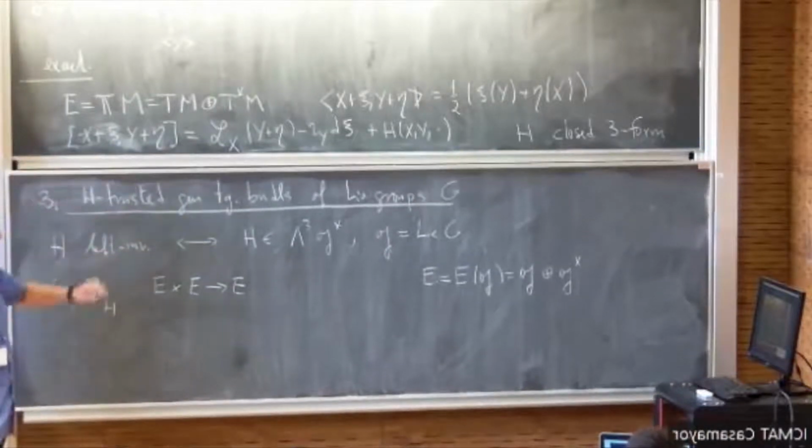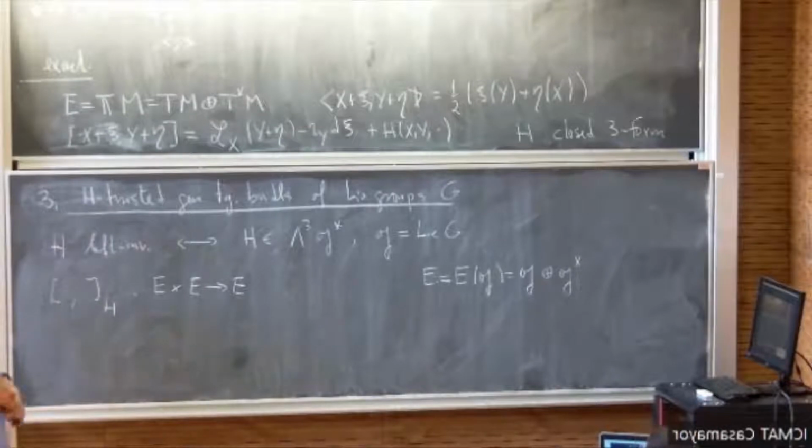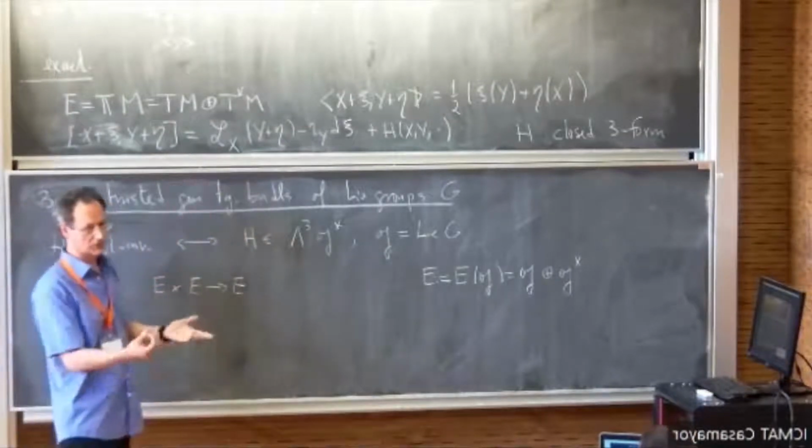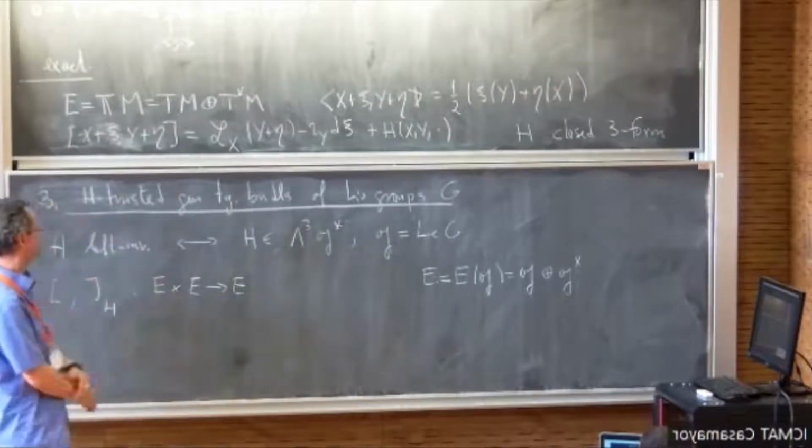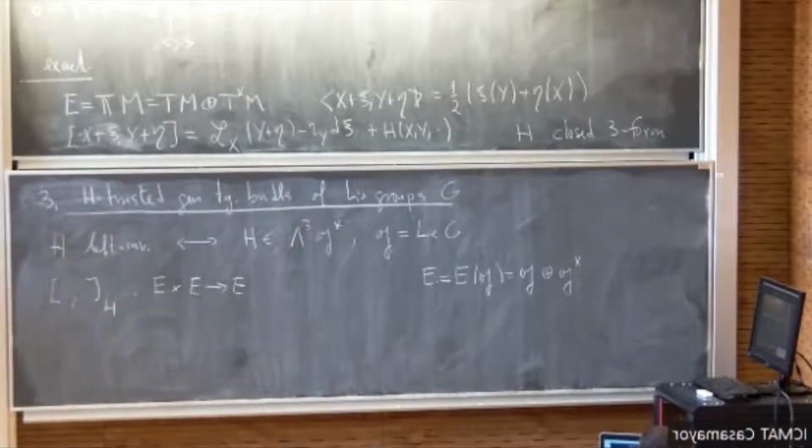You can write this formula just using data on the Lie algebra. So the Lie derivative on the vector would be just a bracket, the Lie derivative on the one form is the coadjoint representation. The d is just the Lie algebra differential restricted to left invariant forms, which is the Chevalley-Eilenberg complex, and H is a left invariant three-form. So everything will be left invariant if we use this formula. And that's exactly the setting in which we want to work.